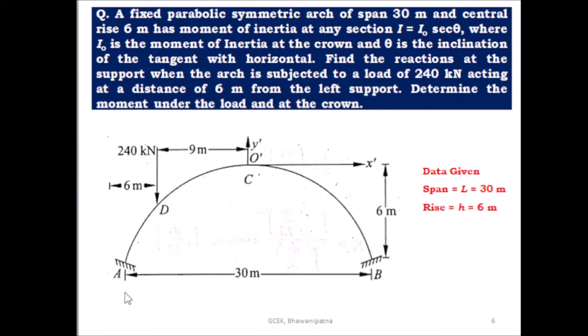So first you have to find out the redundants at the support A, that is VA, HA and MA. For this, first you have to connect the rigid arm between support A and the elastic center O. So what is the moment, vertical force and horizontal force at the elastic center? After getting these, you can find out the moment at any section in the fixed arch.